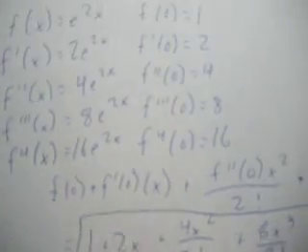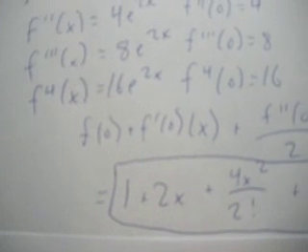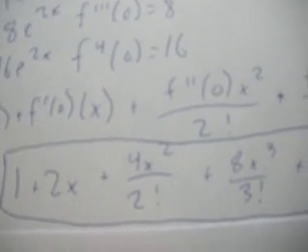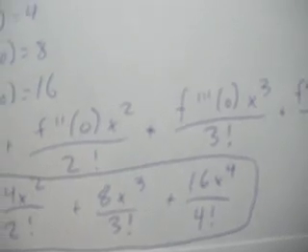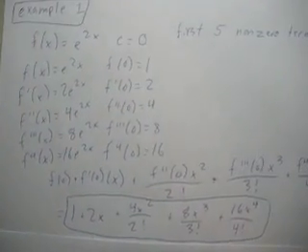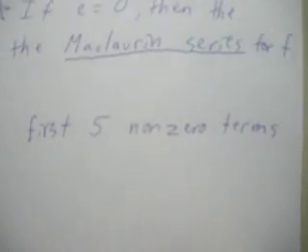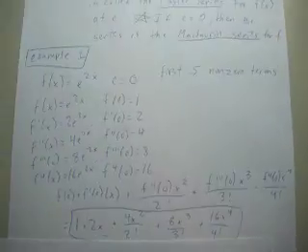1, which is your f of 0, we found that f of 0 equals 1, and then you keep repeating that pattern, plus 2x, plus 4x squared over 2 factorial, plus 8x cubed over 3 factorial, plus 16x to the 4th over 4 factorial. This was a pretty simple Maclaurin series. There's really no tricks, and you have five terms right here, which is what it asks for, first 5 non-zero terms, and that would be your answer for the Maclaurin series.